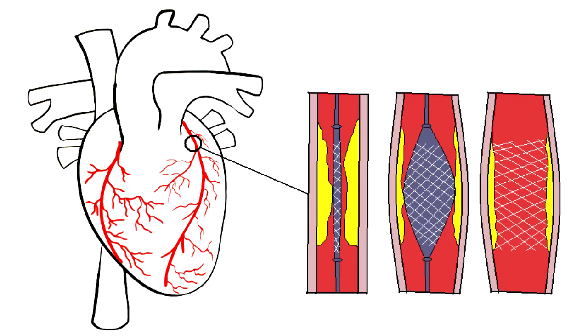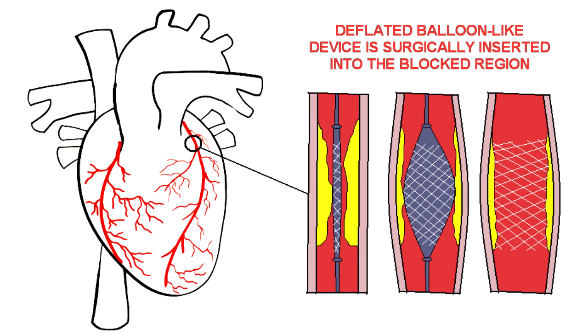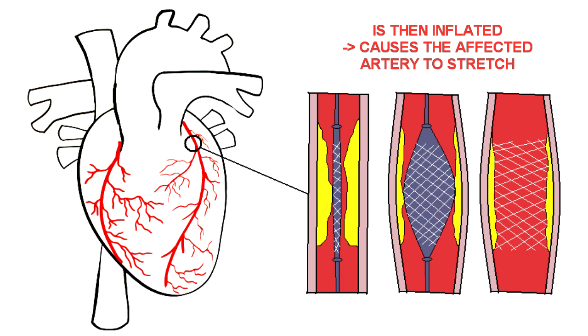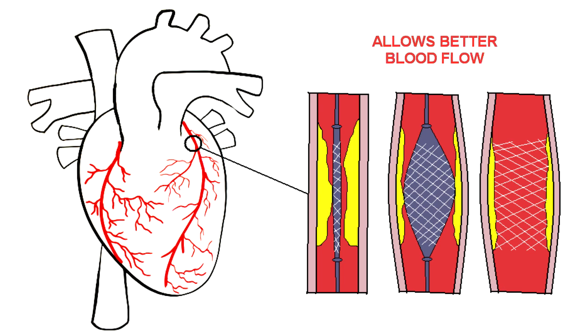Another option would be an angioplasty, in which a deflated balloon-like medical device is surgically inserted into the blockage region of the heart through the aorta and is then inflated, causing the affected artery to stretch and allowing for better blood flow. The best treatment would still be prevention, and one could do this by decreasing their risk factors by not smoking, being active, and eating healthy.